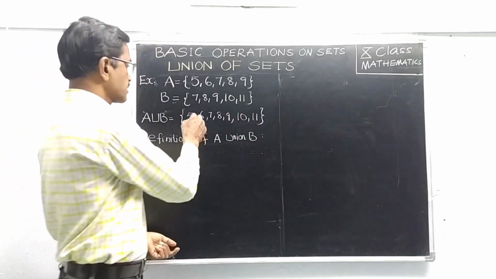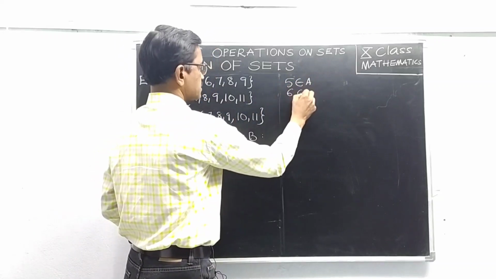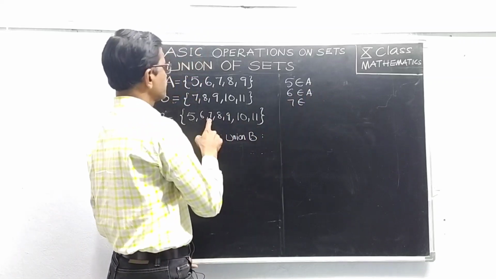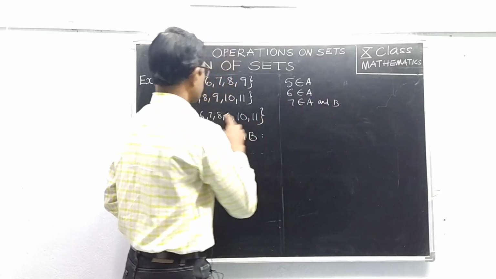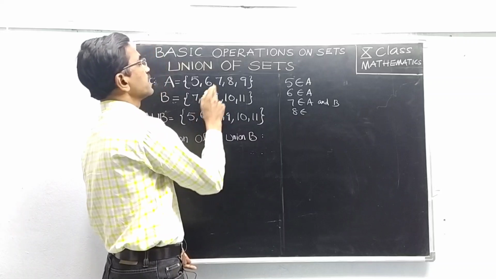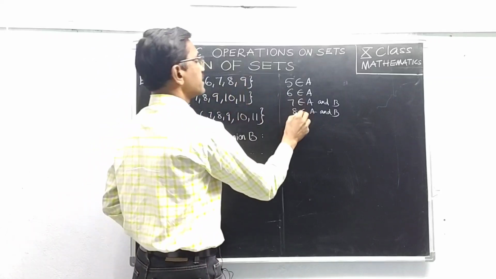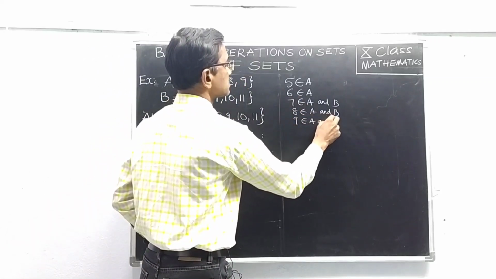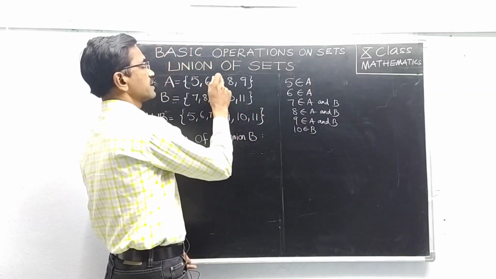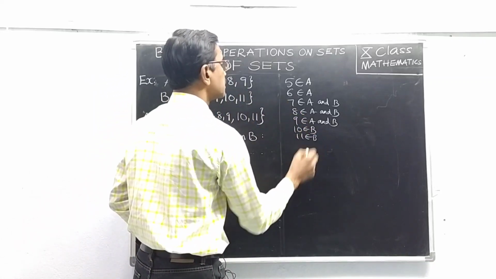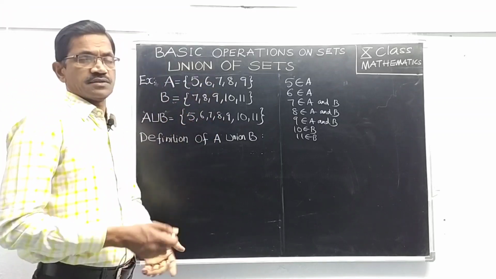If you take first one, 5 belongs to A. Take second one, 6 belongs to A. And 7 belongs to A and B. 8 belongs to both A and B. And 9 belongs to A and B. And 10 belongs to only B, but not A. 11 belongs to B. So, if we take any element, either it belongs to A or B.